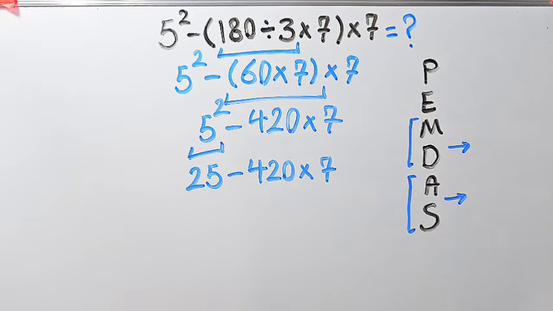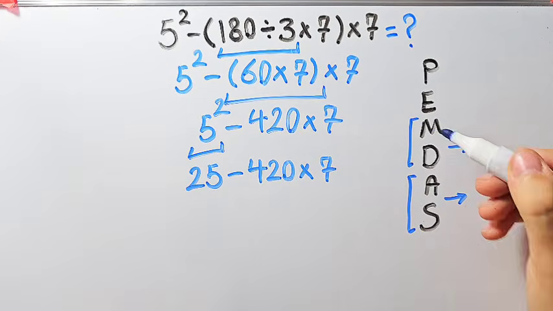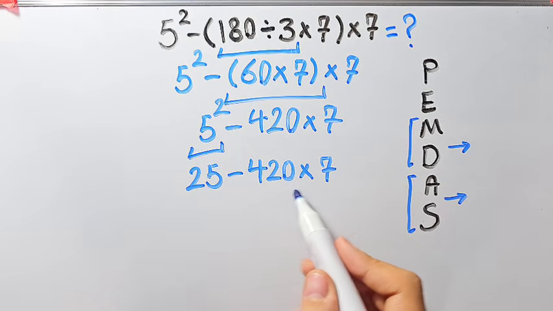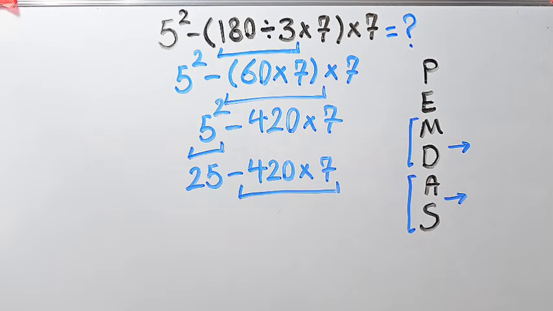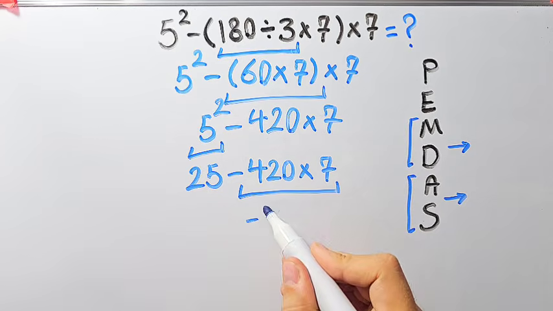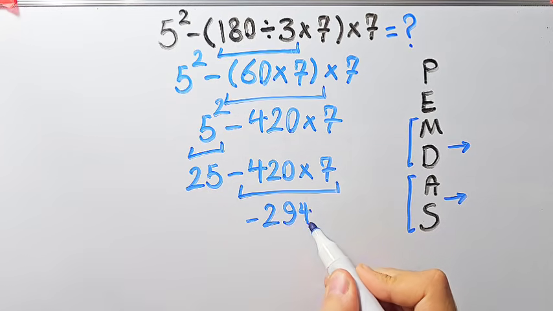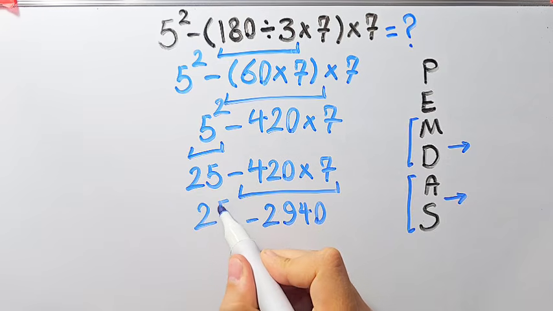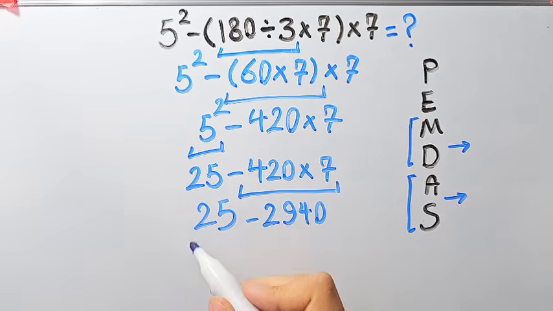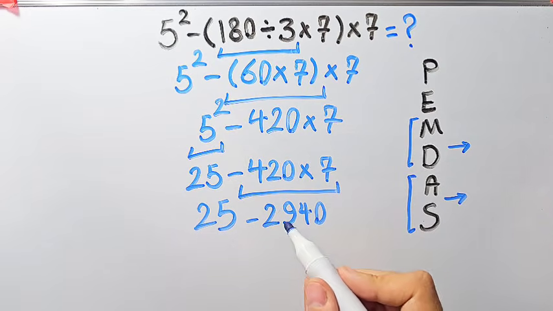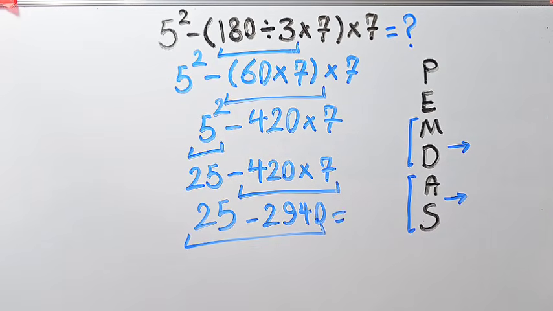We have subtraction and multiplication. Multiplication has higher priority than subtraction. So, first we simplify this multiplication. Negative 420 times 7 equals negative 2940. Now we have 25 minus 2940. 25 minus 2940 equals negative 2915. The final answer of this question equals negative 2915.